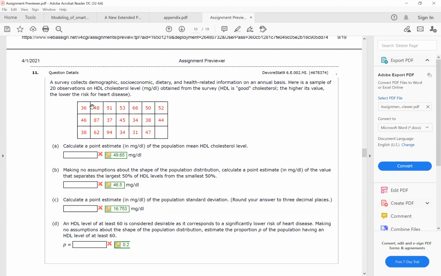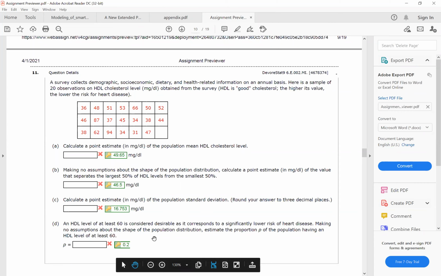Here we have a total of 20 observations. If you rearrange the data, the median will be the average of the 10th and 11th observations. So the median is 46.5. Now calculate the point estimate of the population standard deviation. You just find the sample standard deviation, and here the sample standard deviation is 16.753.